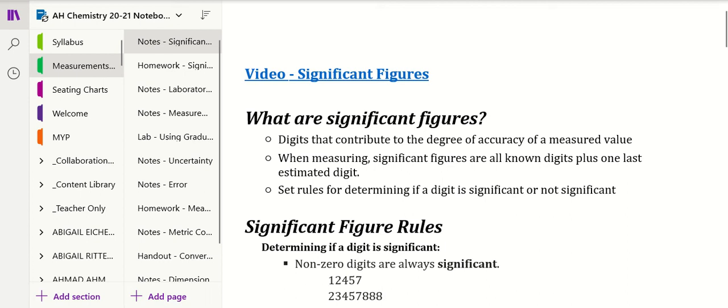So today we're going to start talking about significant figures. How many of you have covered significant figures in other classes before? Math class maybe? Nope? Okay.